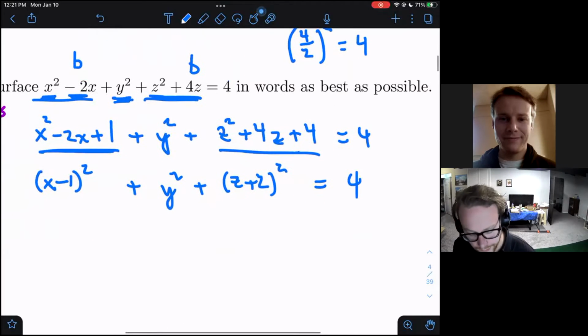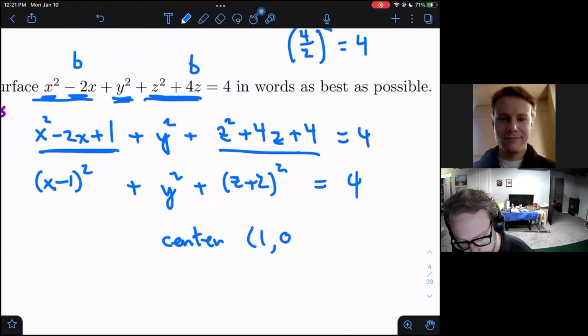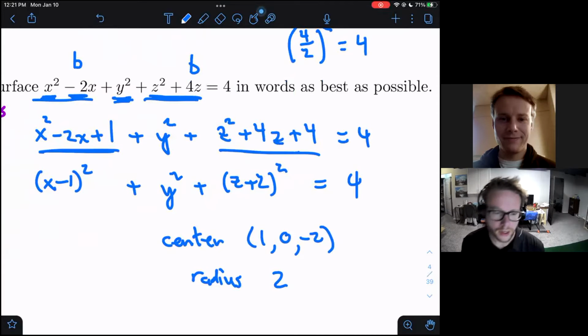So the center is at 1, 0, -2, and the radius I have here is 2, and I've made a mistake. Can someone tell me what my mistake is? Yeah, exactly. You guys got it.